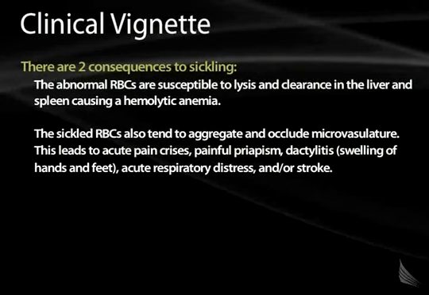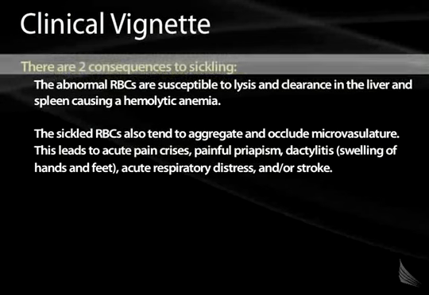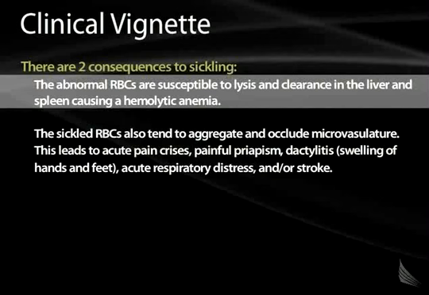Now, the sickling of these red blood cells leads to two consequences. First of all, the abnormal red blood cells are very susceptible to lysis and clearance in the liver and spleen, and this leads to a hemolytic anemia, the breaking up of red blood cells.